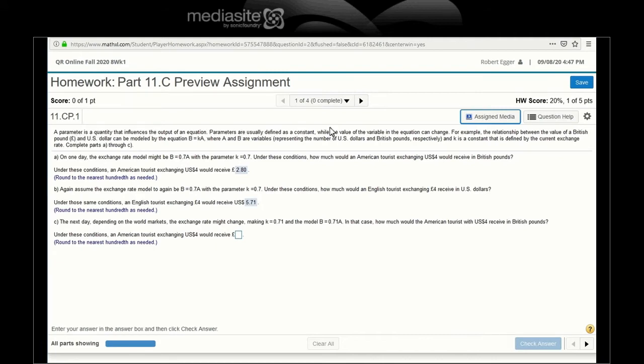Okay, same parameter again, same reading. On one day, the exchange rate might be 0.7. 1 pound is 0.7 American.